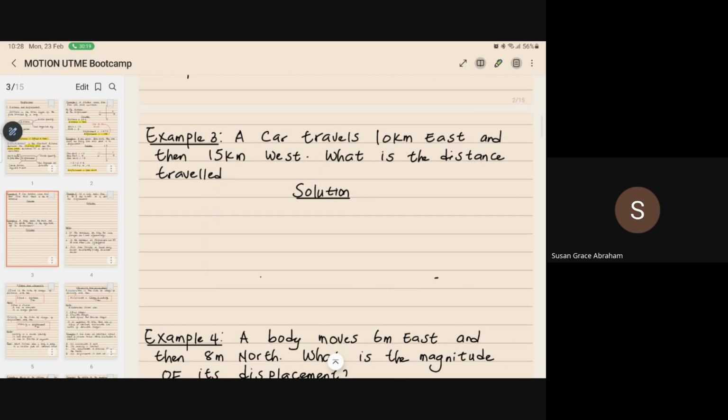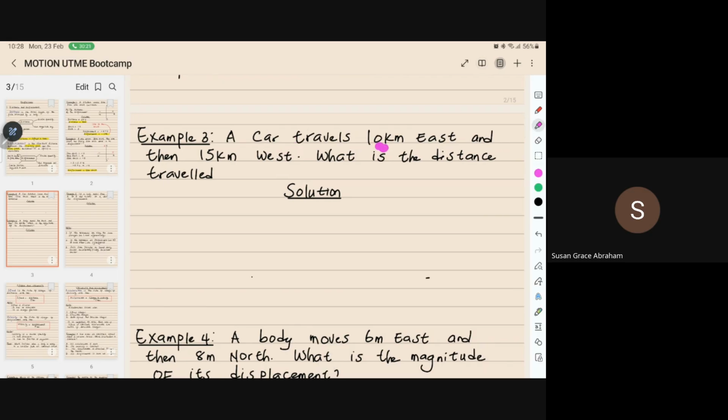Now, example 3. A car travels 10 kilometers to the east and then 15 kilometers to the west. What is the distance traveled? Now they are asking you distance. Distance is just about the magnitude. It has nothing to do with direction. So what we are looking for is the total length traveled.